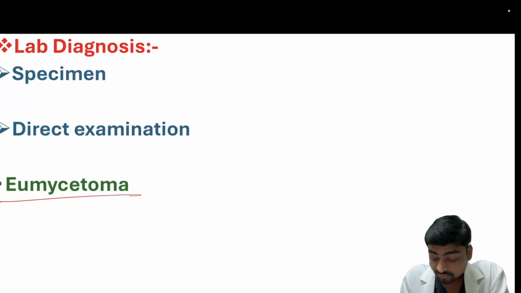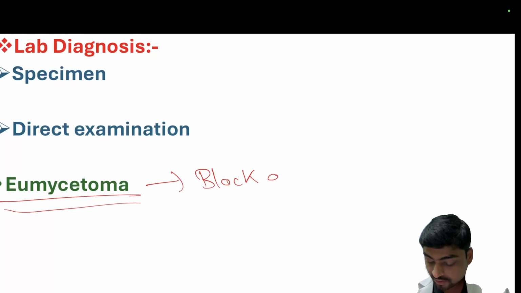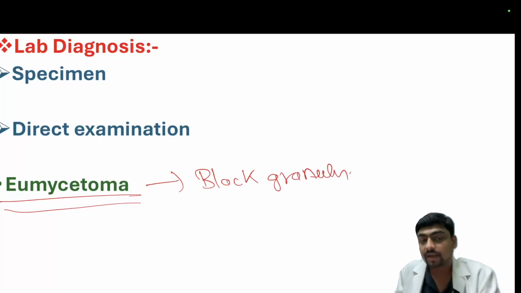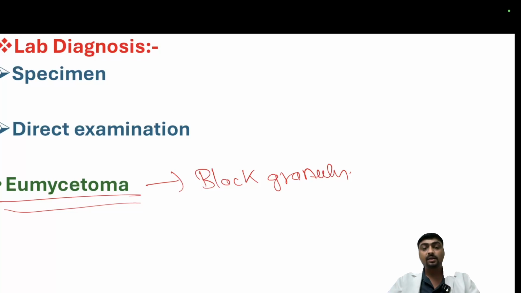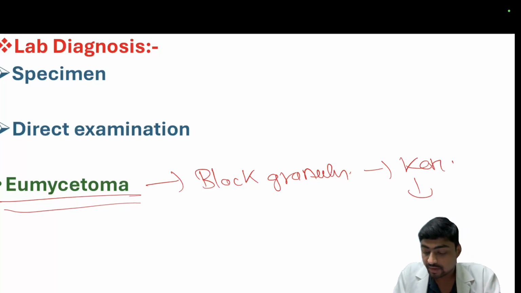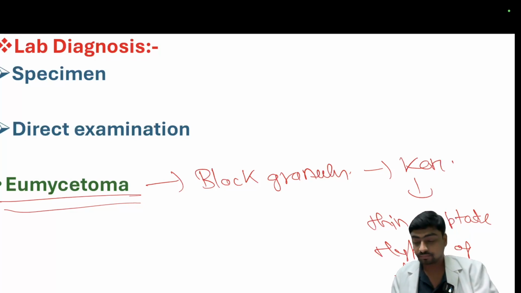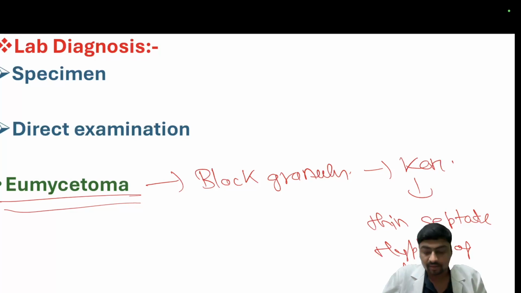Now in case of suspected eumycetoma, black granules will be formed. As we know, eumycetoma is a fungal type of mycetoma caused by fungal agents, and we can do the KOH mount. While looking through the microscope we can see thin septate hyphae of fungi after observing the crushed black granules under the slide.